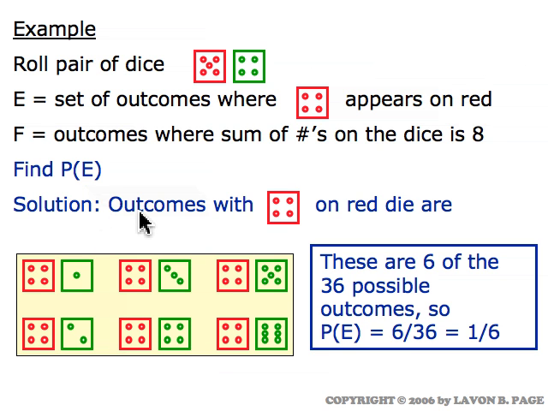We're looking at the outcomes where there's a 4 on the red die. So that would include these cases. A 4 on red and a 1 on green, 4 on red, 2 on green, 3, 4, 5, or 6 on green. So that's 6 cases out of the 36 possible outcomes. Each of the outcomes has probability 1/36. Add the probabilities of these 6 together. That's 6 over 36, or 1/6.